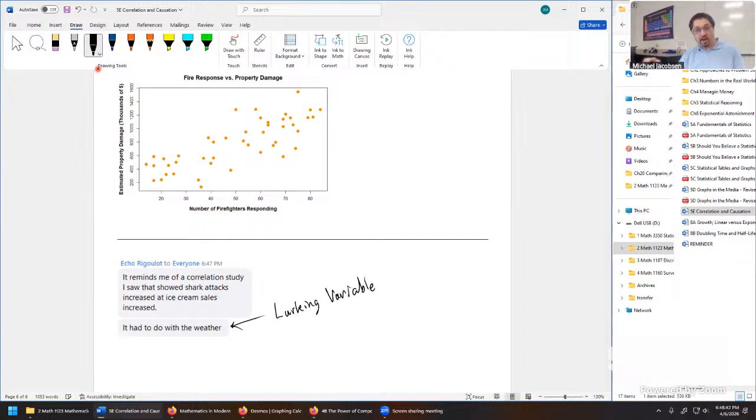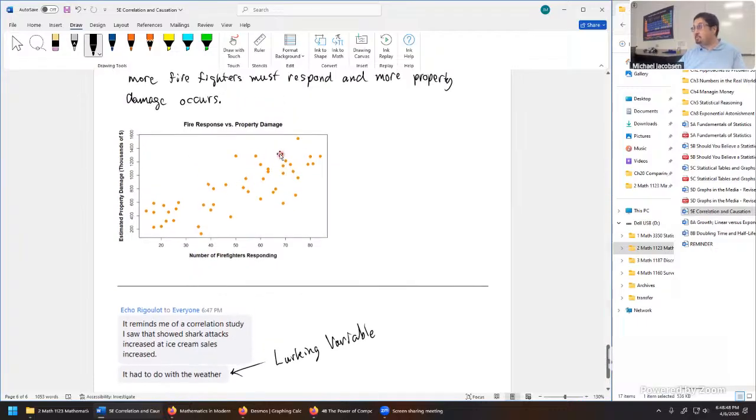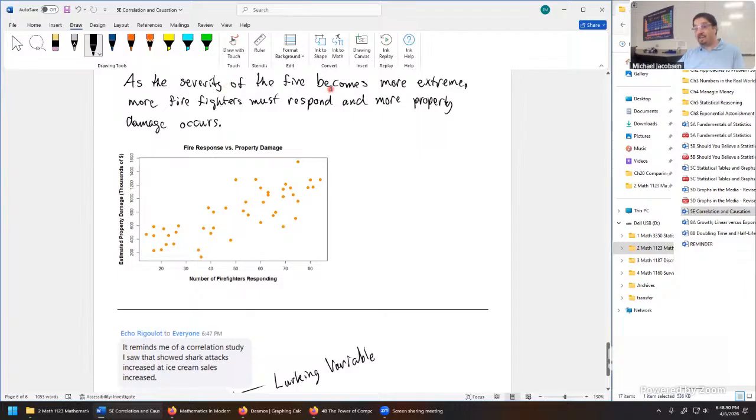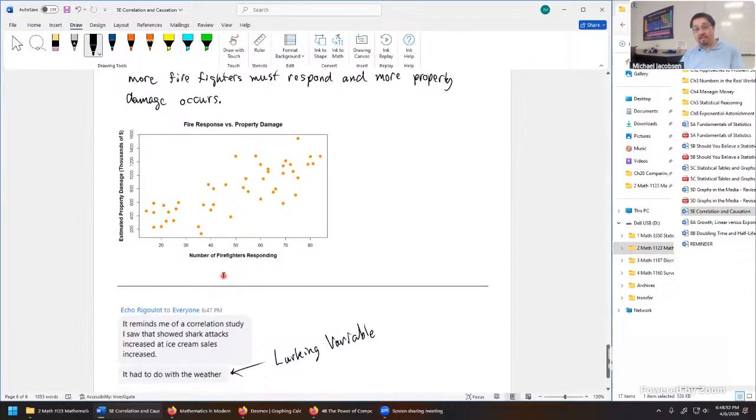People just tend to be in the water more and buy ice cream more at the same time when the weather is nicer. Much like in this problem, as the severity of the fire is more extreme, more firefighters respond and property damage gets more and more out of control. So yeah, that's a great example. Thanks for mentioning that one. Other questions or thoughts?